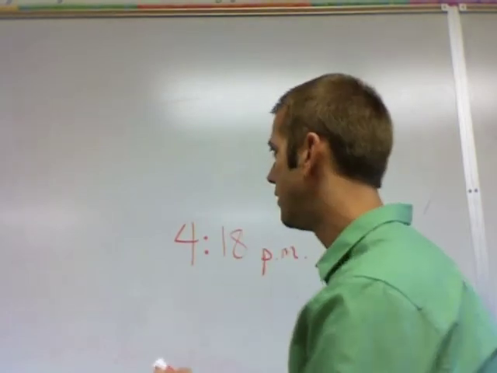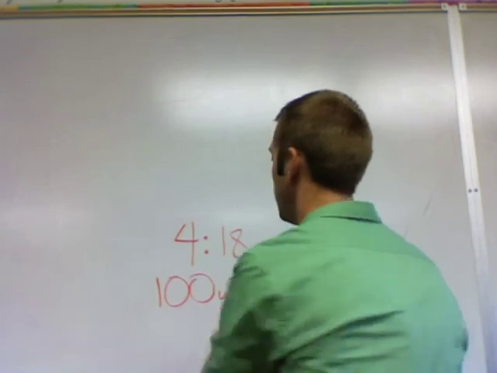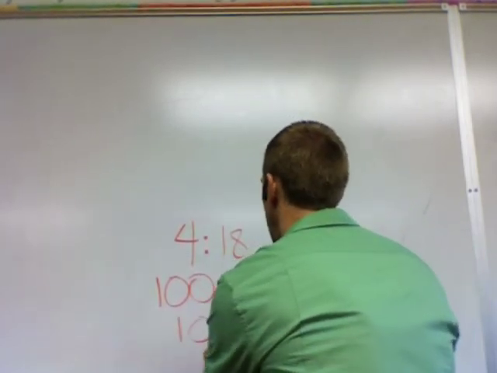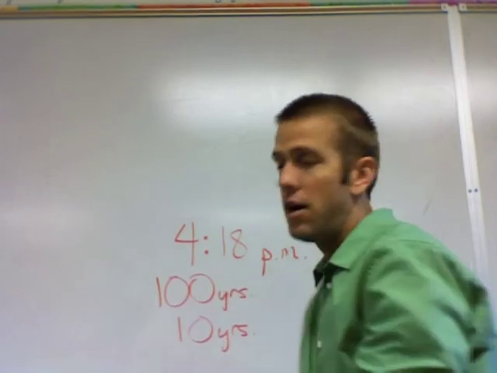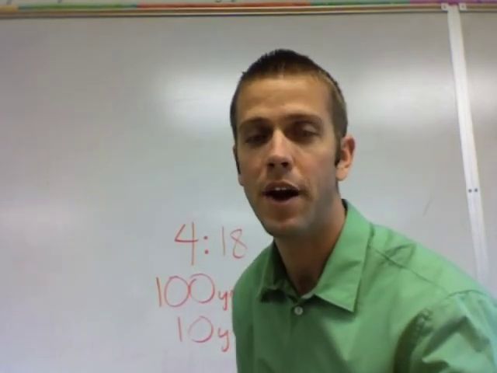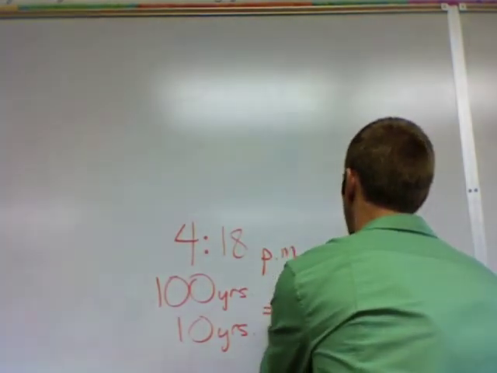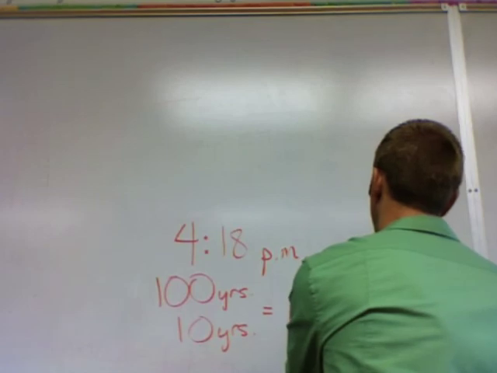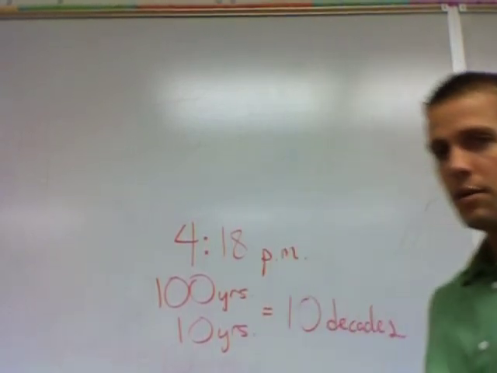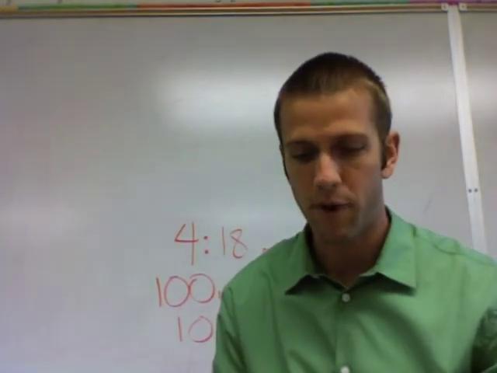Well, a century is 100 years. Okay, and a decade is 10 years. So how many 10s would fit into 100? 10, 20, 30, 40, 50, 60, 70, 80, 90, 100. That was 10 decades. Okay, make sure you label your answer 10 decades, and you've completed 3 of the problems with me.